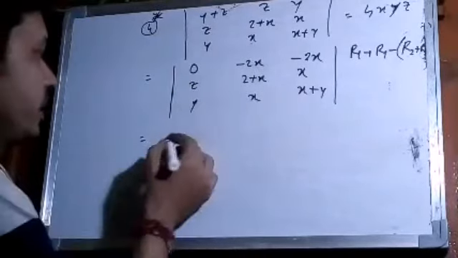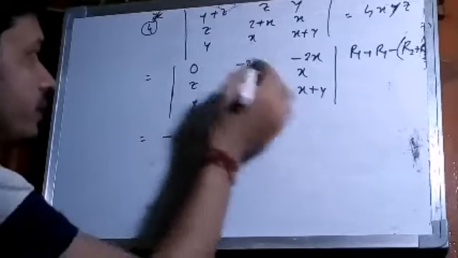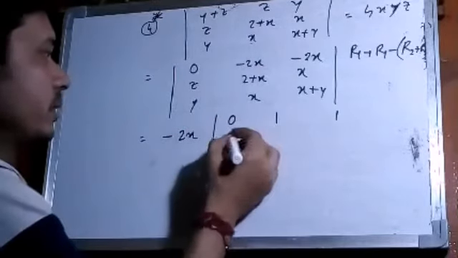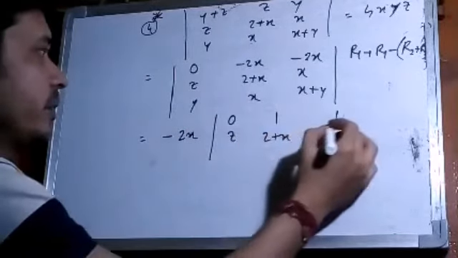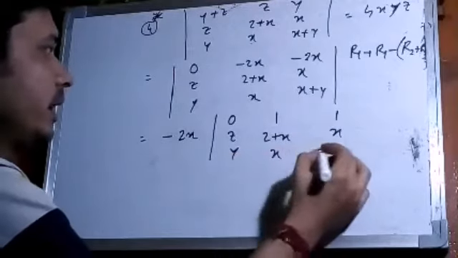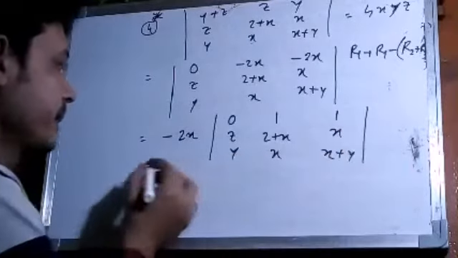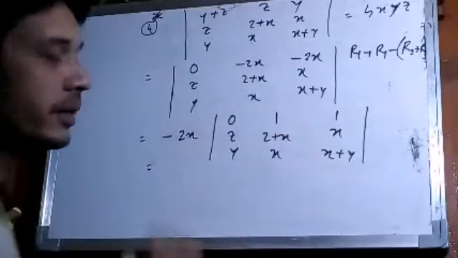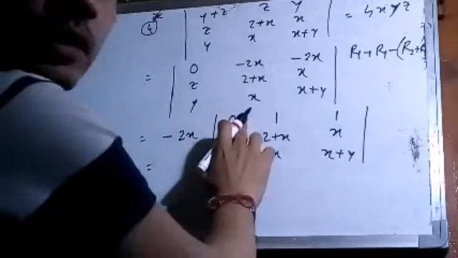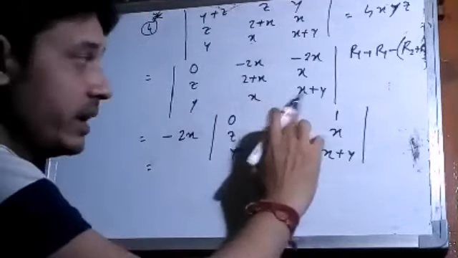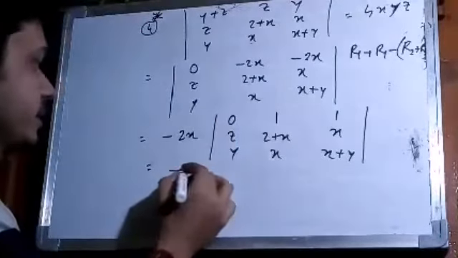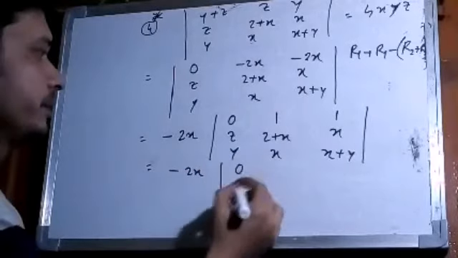Now we can see minus 2x can be taken common, so minus 2x will be taken common, so we get the determinant 0, 1, 1, z, z plus x, x, y, x plus y. Now you have to make this 1 into 0, because already this one is 0. If we can make this 0, then we can delete this determinant. So this is minus 2x times a determinant.